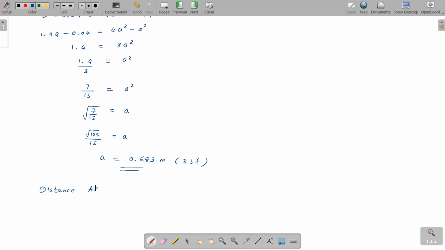So the AB distance is 2 times the amplitude. It's better that we multiply with the exact term so that we have the full decimal. When you multiply it by 2, you get 2 root 105 over 15, which to 3 significant figures is 1.36626, it goes on. So 1.37 meters, correct to 3 significant figures. Okay, so this is the answer.